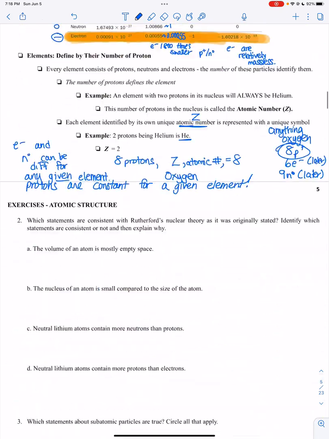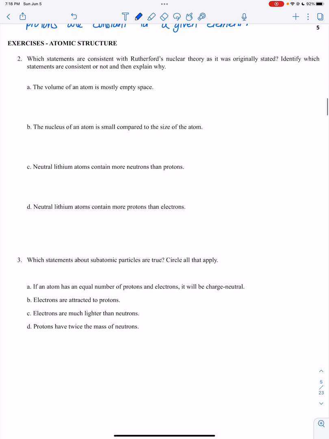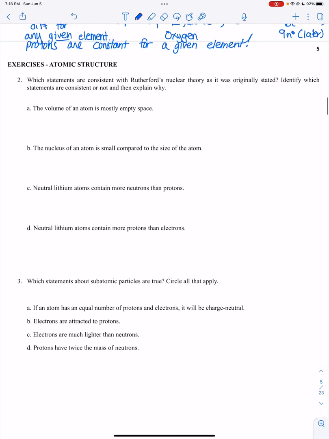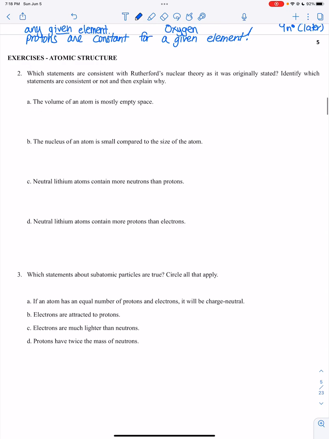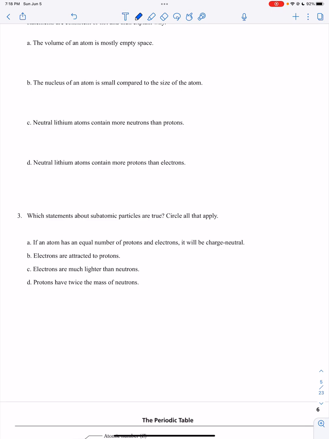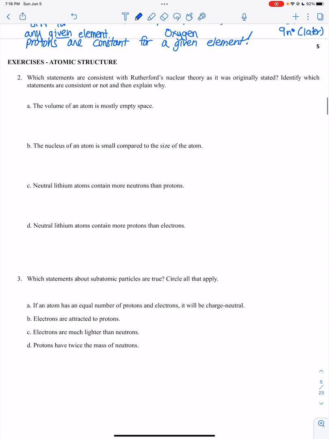So use this information about electrons, protons, and neutrons now and answer exercise questions 2 and 3. Exercise 2 asks you about the statements that are consistent or not. And then exercise 3 wants you to circle all that are true about subatomic particles. Any questions or concerns, please let me know.